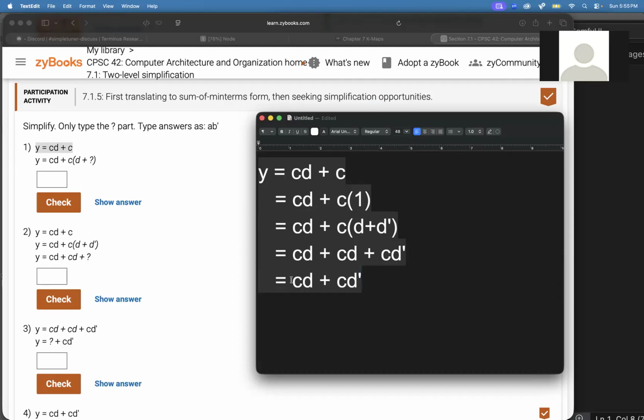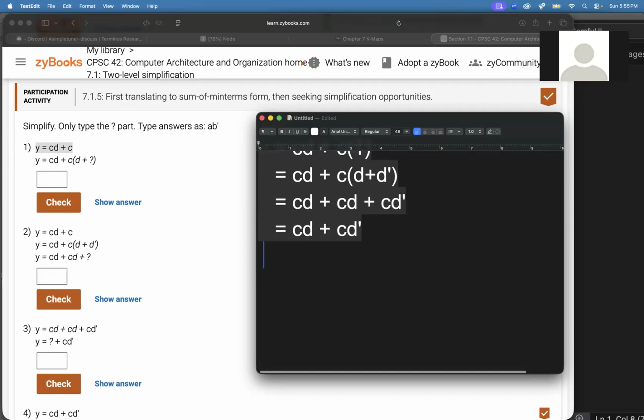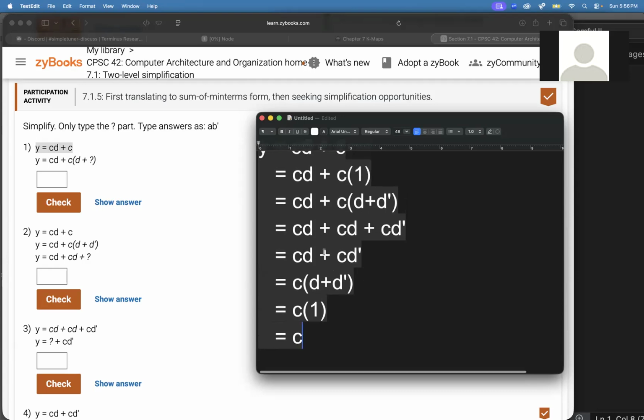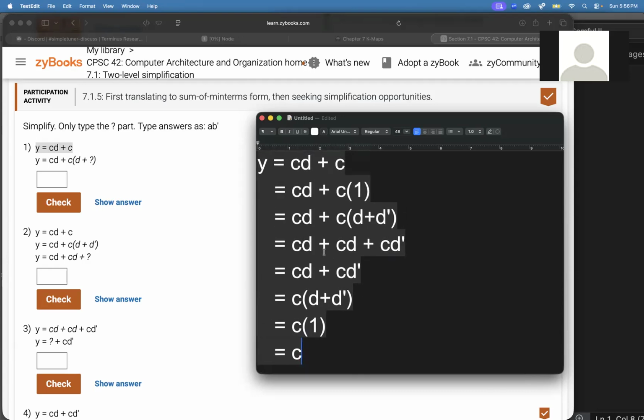And then now that you have this, now you're actually able to simplify it according to the rules that we had before, where you factor out a C and you'll be left with D or not D. And that's just C times 1. And that's just C.